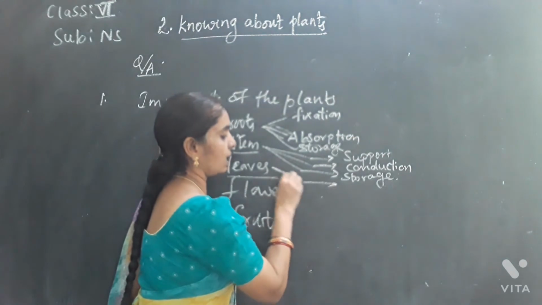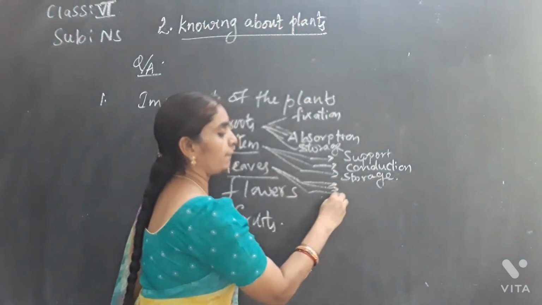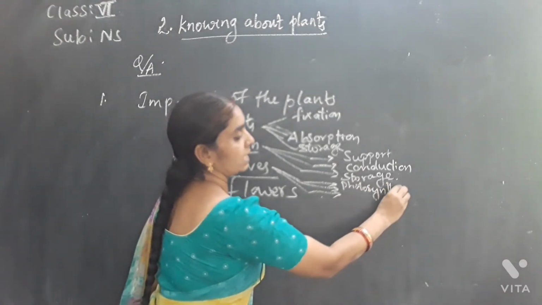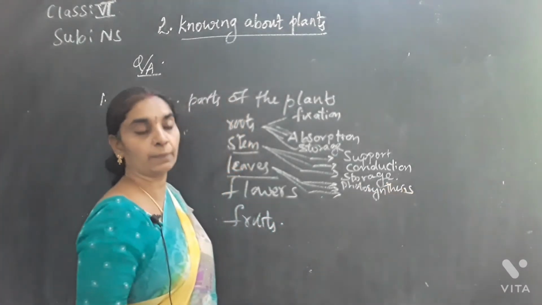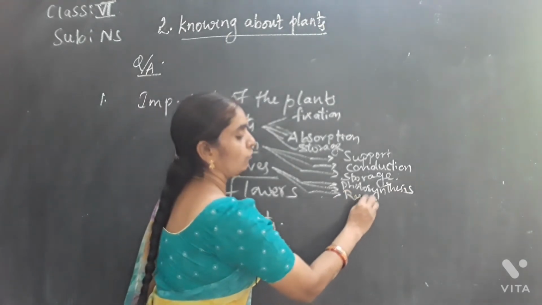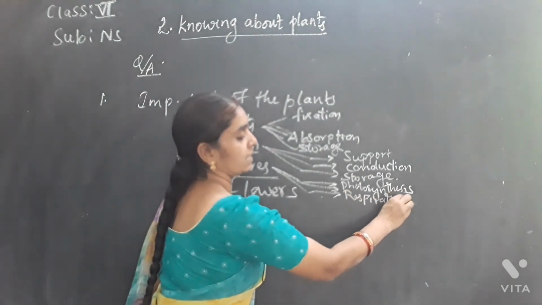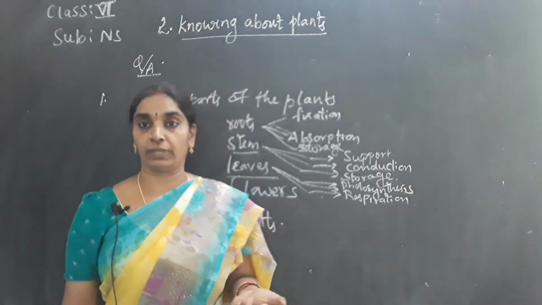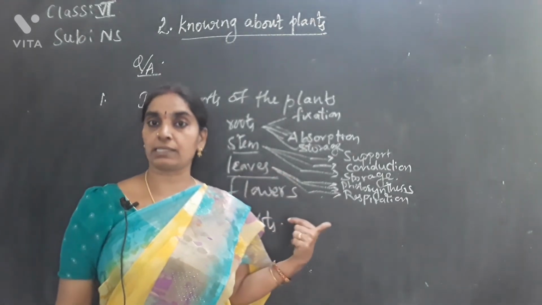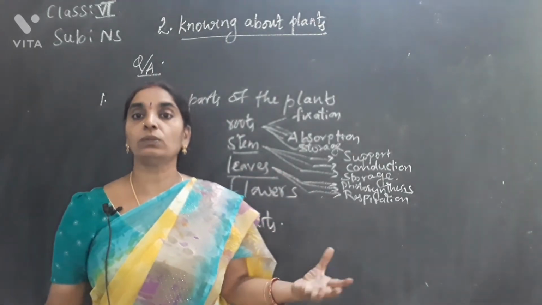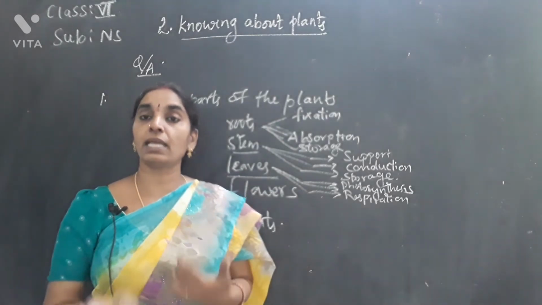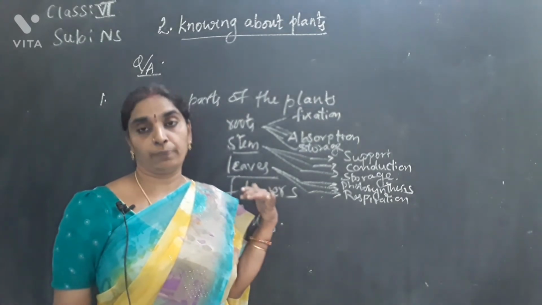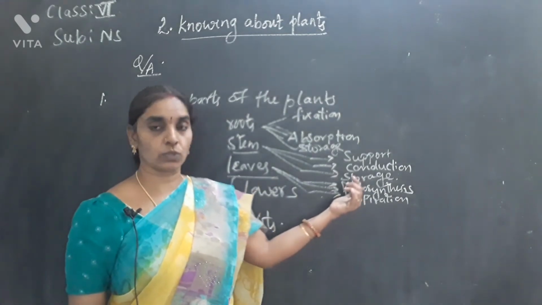Coming to the leaves now. Leaves take part in photosynthesis, that is, preparation of food by the plant. Respiration. What do you mean by respiration? Exchange of gases. What are the gases that are exchanged by the plants? After the preparation of the food, the plants take in carbon dioxide and release oxygen. So the exchange of gases, that is taking in of carbon dioxide and giving out of oxygen, is done by the plants through the photosynthetic reaction.